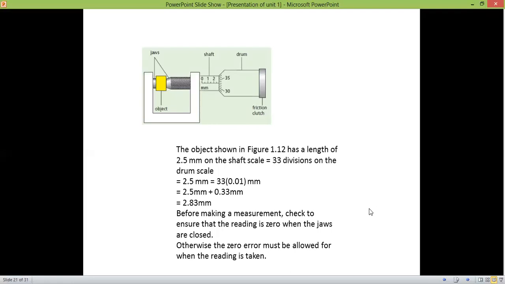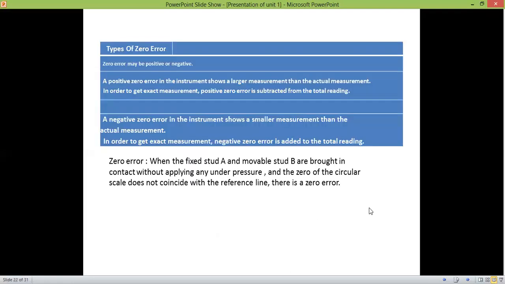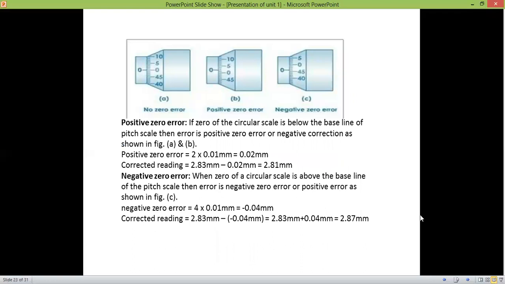Next, we have to discuss the error found in a micrometer. How to check an error in the micrometer? For that, we need to close the micrometer so that there is no gap between the anvil and spindle. They are in contact with each other. Then we have to observe the position of zero on the thimble scale. The first diagram shows that there is no zero error in the micrometer.